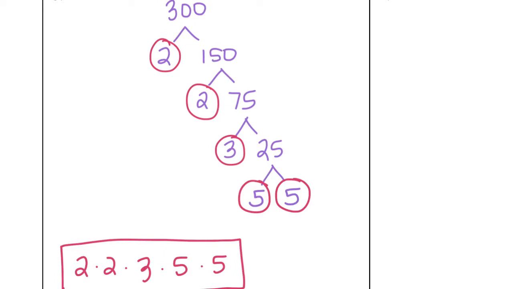Okay, and our last example is 147. Okay, so all the other ones I started dividing by 2, but in this case it's not going to work because 147 is an odd number. So let's start trying with 3. So when I get 147 and I divide it by 3, I get 49. So 3 is prime. I'm going to go ahead and circle that.